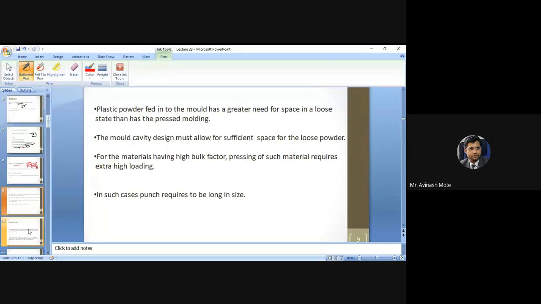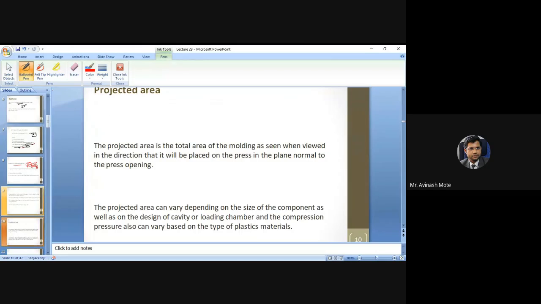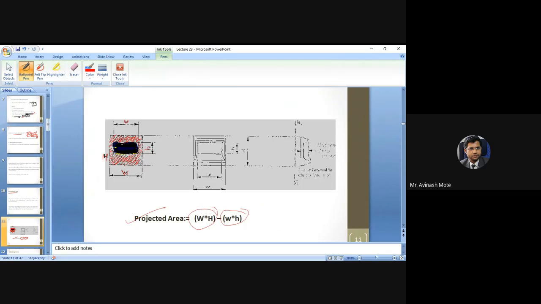Then the different details of the bulk factor, and then the second point we discussed was the projected area. Projected area, I told you, is the effective area. Here we have given an example of projected area. This is the kind of product that we are going to manufacture, and this black colored cavity is a through hole, or through cavity, meaning from top to bottom. So in that case, only the area where material is getting accumulated is called the projected area.